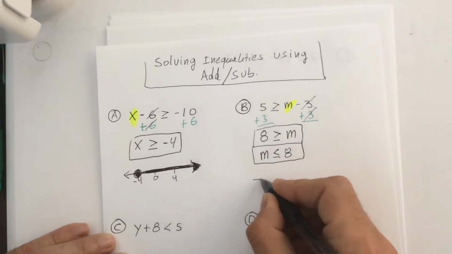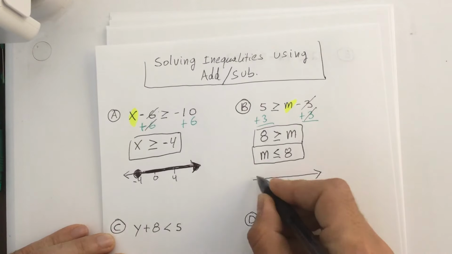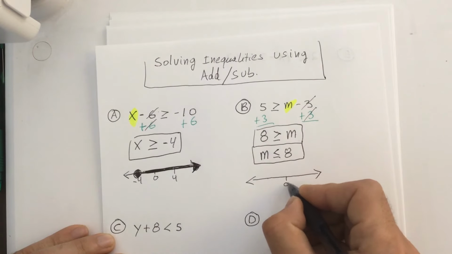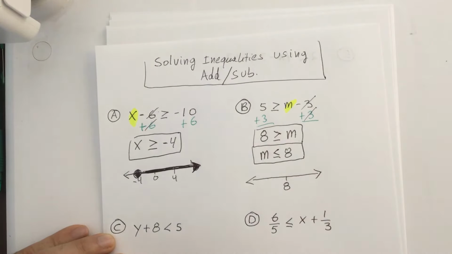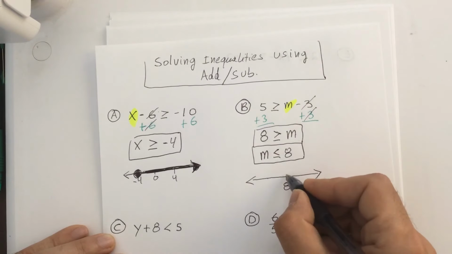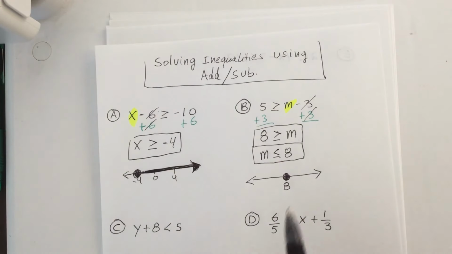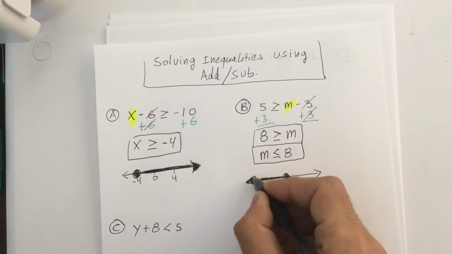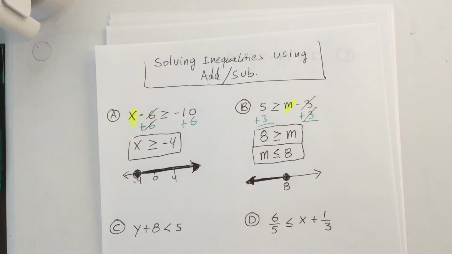Now, to graph it. We know that 8 is part of the answer, so let's write down an 8 here. I'm not going to write any other numbers. Since 8 is part of the answer, that will be a filled-in circle. And m is less than or equal to 8, so I'm looking for the numbers that are less than or equal to 8. That will be 7, 6, 5, and so on. So it goes this way. Those are the numbers that I'm looking for.